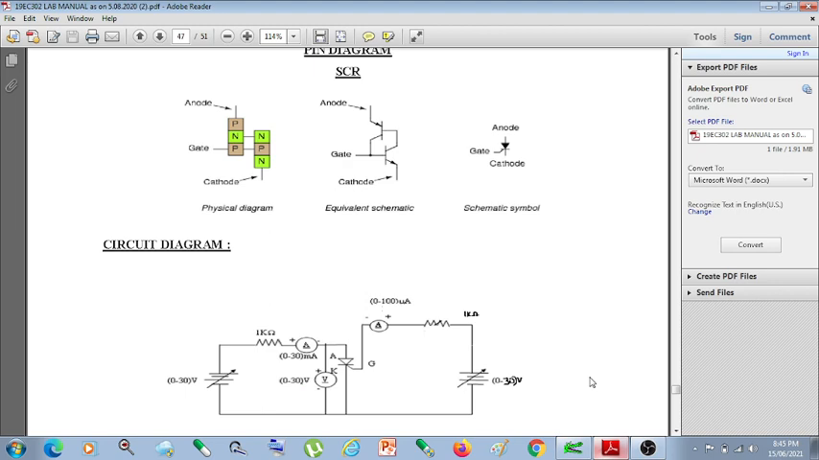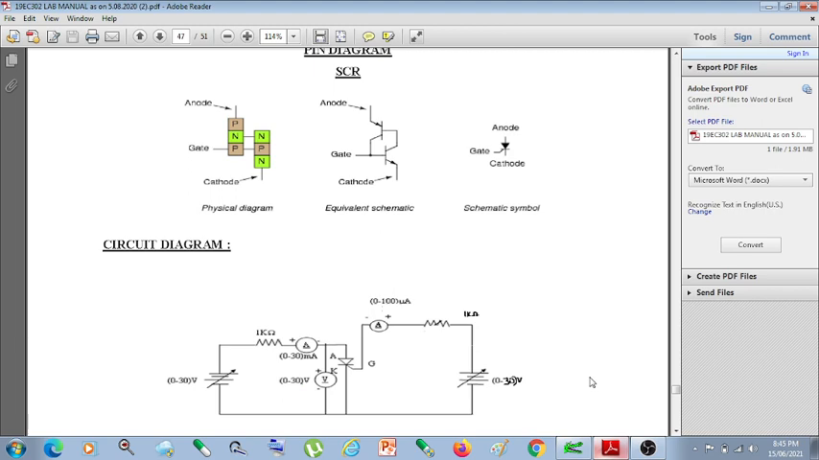The main applications for SCR are motor speed control, light dimming control, heater control, phase control, and battery chargers. In a battery charger, if the battery voltage is exceeded, it automatically turns off. For inverters it is the same procedure. Other applications are static switches, rectifiers, power supplies, and relay control. So this SCR is very important.